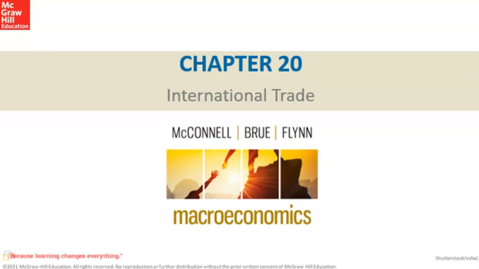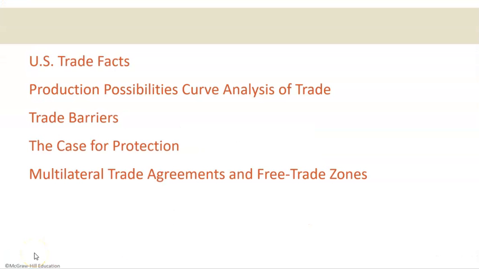In this chapter, we're going to take what we've learned so far and apply it to international trade. We'll start with an introduction of some basic U.S. trade facts. Then we're going to use the production possibilities curve that we used in Chapter 1 and see what international trade looks like on the production possibility curve.